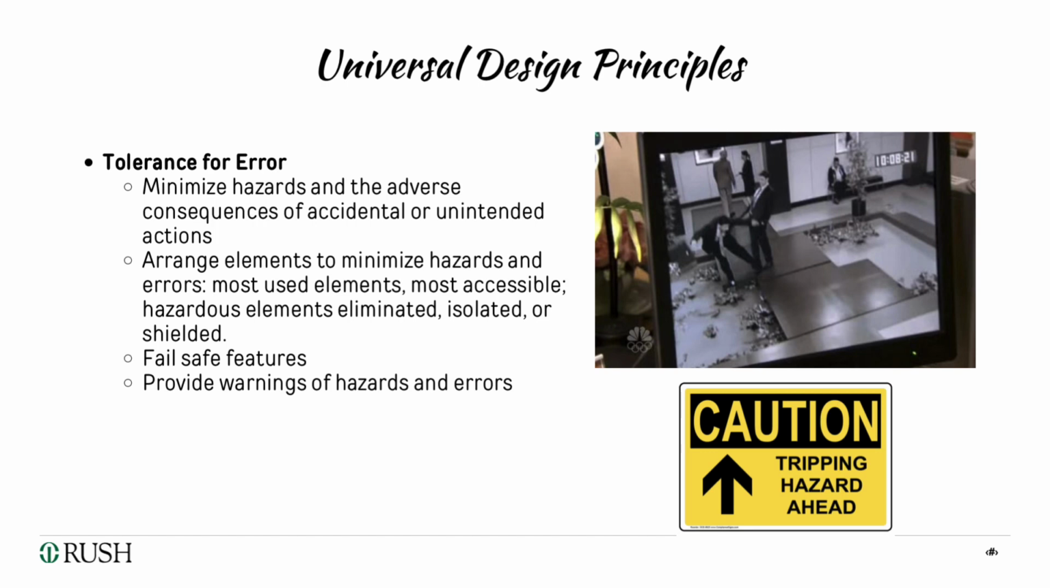Tolerance for error involves arranging elements in the environment to minimize hazards and errors, ensuring that the most commonly used elements are the most accessible and easy to reach. Additionally, hazardous elements are either eliminated, isolated, or shielded to reduce the likelihood of accidents or unintended consequences. One strategy for implementing tolerance for error is to incorporate fail-safe features into design. These features are designed to mitigate the impact of errors or malfunctions, providing a safety net for users in case of mistakes. For example, automatic shutoff mechanisms in kitchen appliances or emergency stop buttons in machinery are examples of fail-safe features that prevent accidents and injuries.